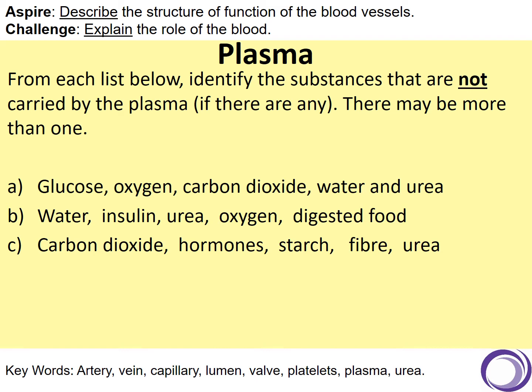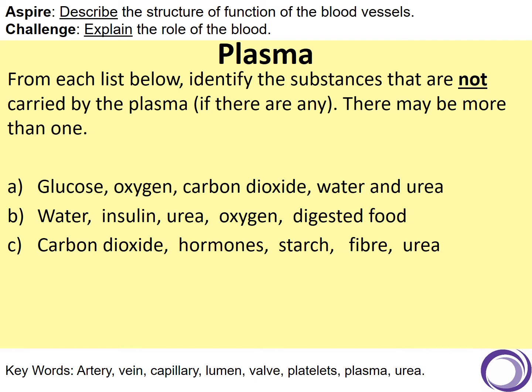So let's have a look at B. Which one is not transported by plasma? Water, insulin, urea, oxygen, or digested food. So the tricky one here is that word insulin. Insulin is a hormone, so it definitely carries around insulin. Hopefully, again, you went for oxygen.